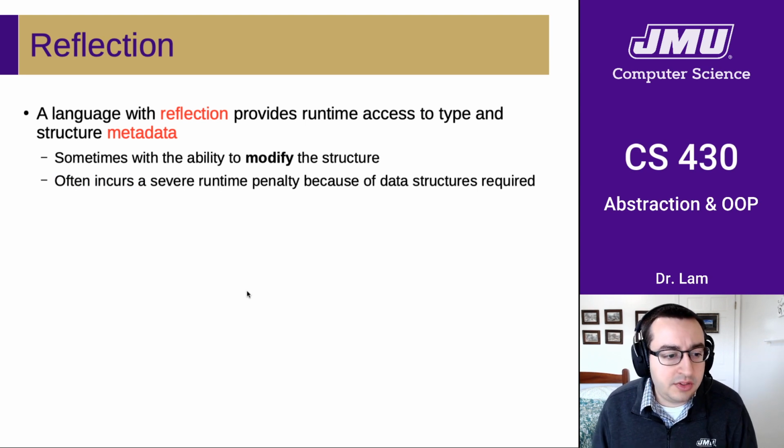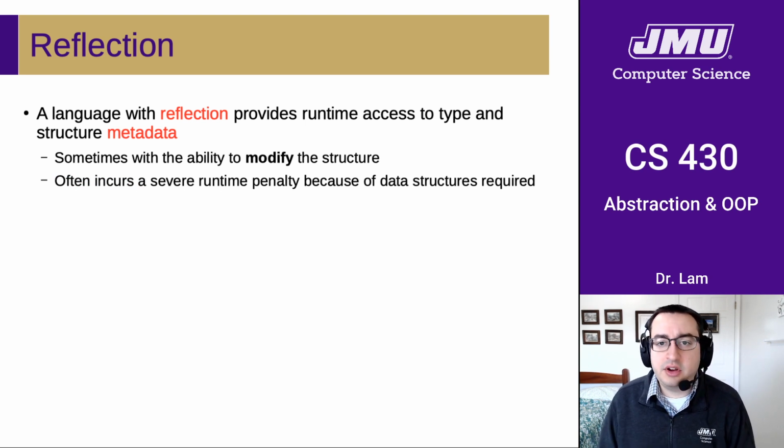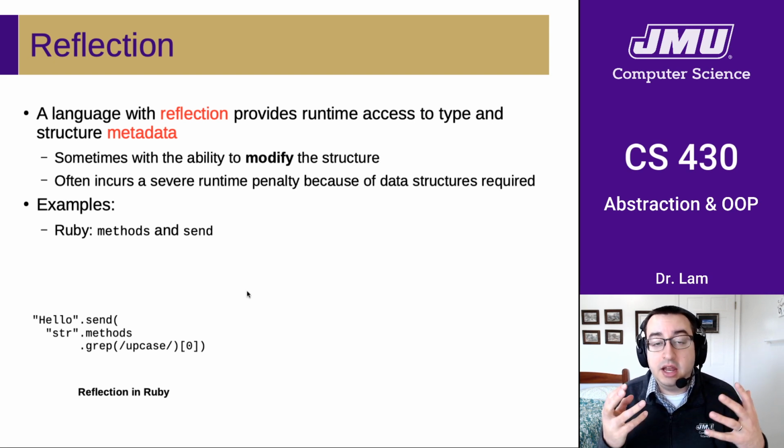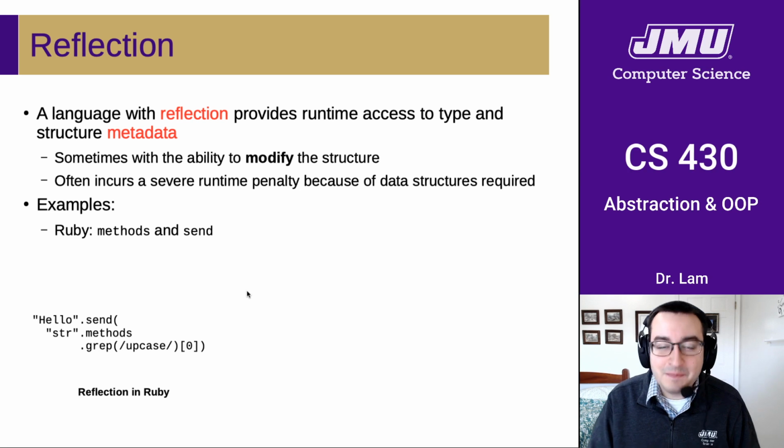The last concept here is the concept of reflection. This addresses the problem of, can you extract information about classes and inheritance and methods at runtime? A language with reflection provides runtime access to the type and structure metadata, sometimes with the ability to modify, sometimes not, but often this incurs a severe runtime penalty because you have to keep track of all this data. We saw this in Ruby because we were able to take an object and call the methods method on it, and that gave us a list of the methods. There's also a send method, which, if you have the name of a function, you can use to invoke a particular method.